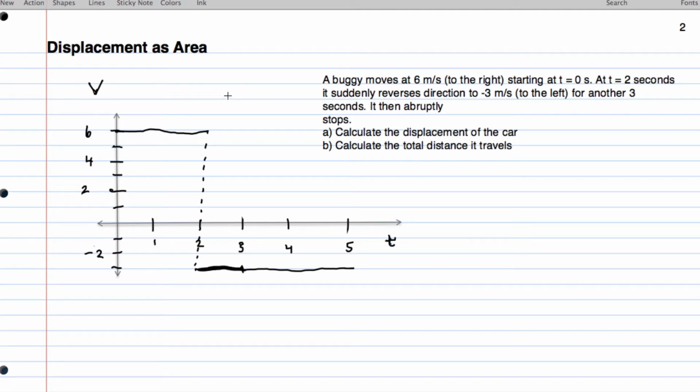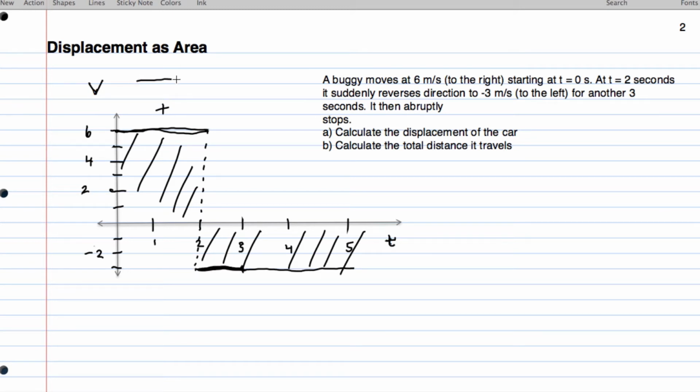So the way we get this is really this straightforward. I want to calculate the displacement of the car. So I have the velocity versus the time, and I take the area of this rectangle here, which is positive, as positive displacement, and I take the negative area here because it's going backwards, so it backs up. So here the car is going forward at 6 meters per second, and then it goes backwards here.